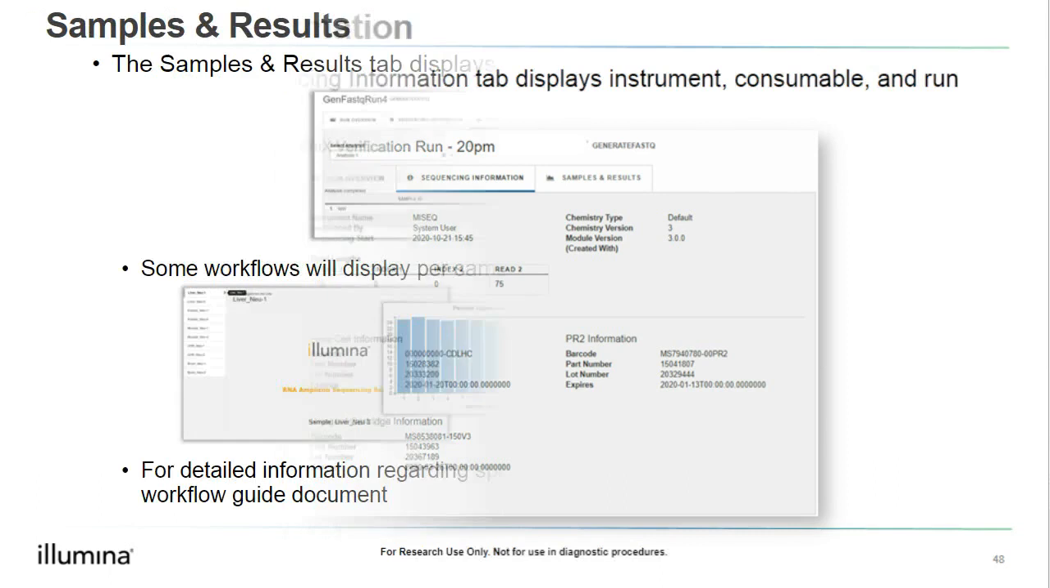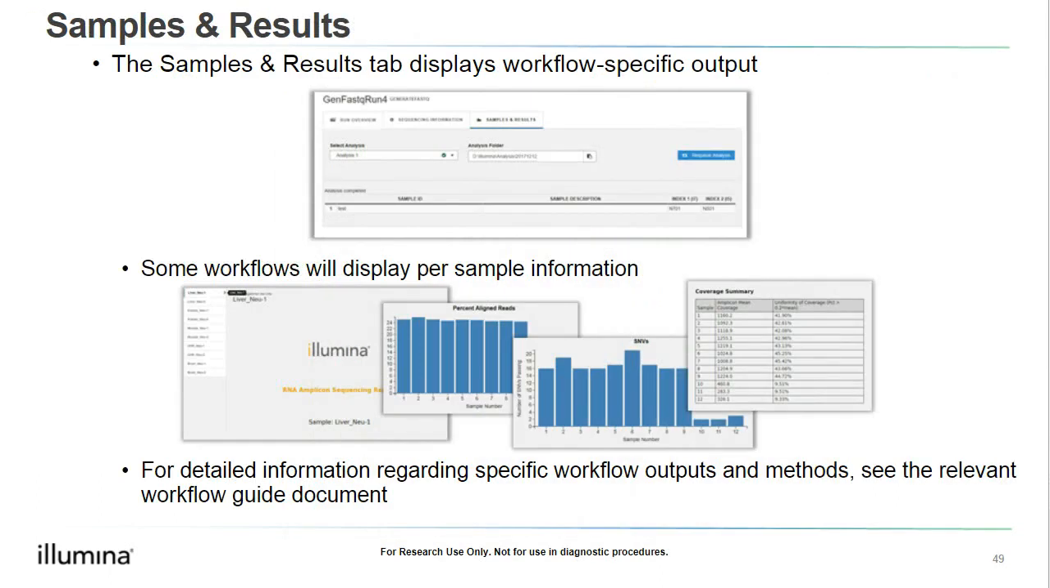The samples and results tab is where you're going to get an overview of your results. And what you see here is going to differ depending on the workflow that you chose. These are most similar to the PDF reports you would get from BaseSpace with your overall results. So you can see an example here of RNA amplicon where it gives you percent aligned reads, gives you an overview of coverage, and so on. Depending on the particular workflow, you can expect specific outputs, and we do recommend looking at the workflow guide to see what you should expect.